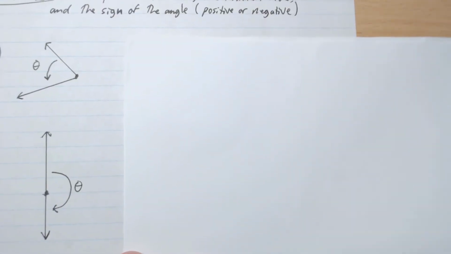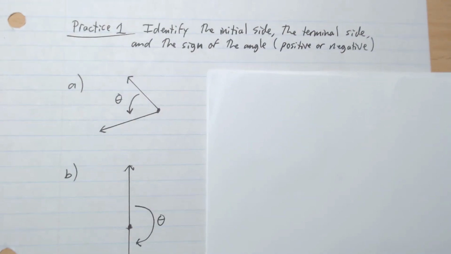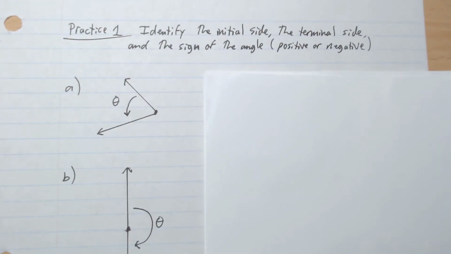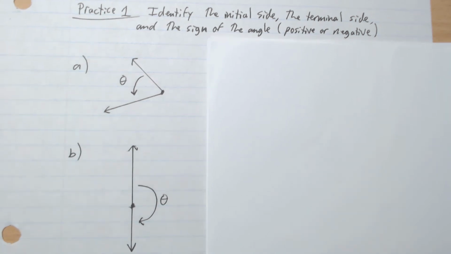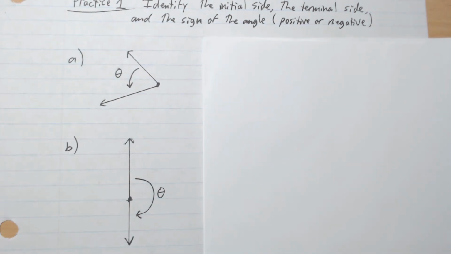Okay, time for some practice. Practice number 1, identify the initial side, terminal side, and the sign of the angle. Is it positive or negative? So here we have A and B. Go ahead and pause the video and answer that.